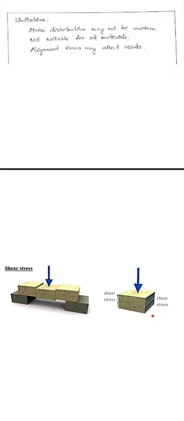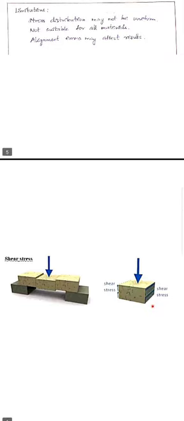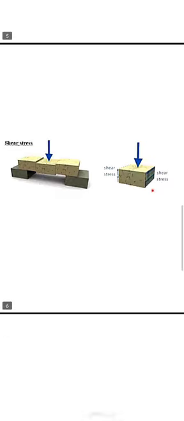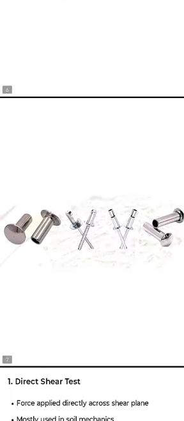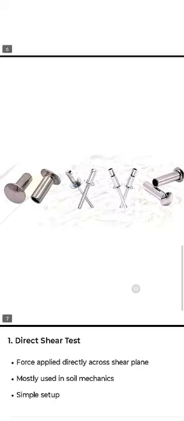Okay, this is the schematic diagram that shows the shear stress of the component. And look here. At this point, the shear stress is parallel to the cross sectional area, which is shown in this diagram. Now, these are the rivets and bolts, which are used as fasteners to join the materials.